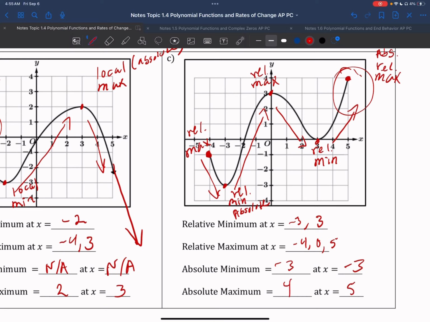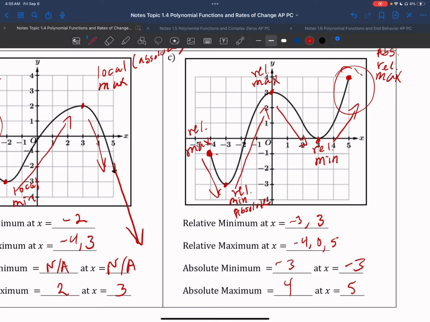Keep in mind you are able to have multiple absolute maximums, but they do have to have the same y value, and both have to be the highest in the whole graph. Same thing with minimum. So if you have something that were to look like that, let's say you extend this over here, this point and this point will both be absolute maximum because they both have the same y value of 4.